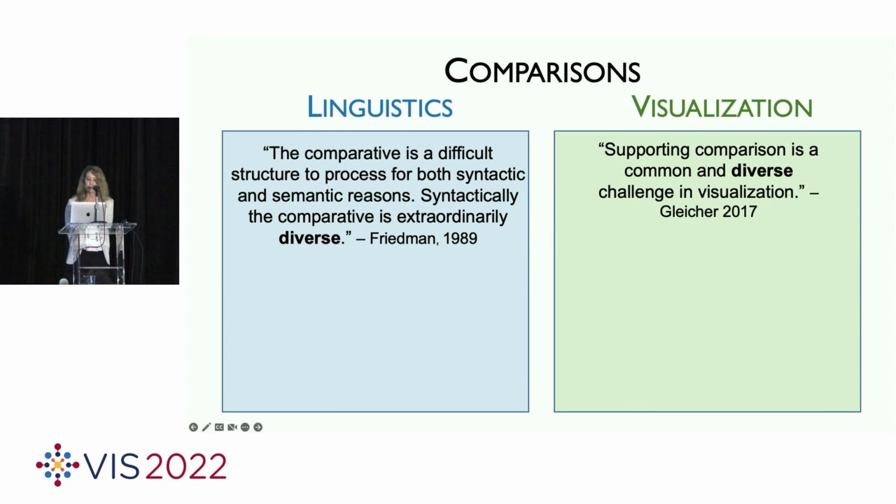So here are two different statements about comparisons, one from computational linguistics and one from visualization. Friedman states that the comparative is a difficult structure to process for both syntactic and semantic reasons. Syntactically, the comparative is extraordinarily diverse. And Gleicher says, supporting comparison is a common and diverse challenge in visualization. So I'd like to draw your attention to the emphasis from both fields about the diversity of comparisons. This makes them complicated to deal with.